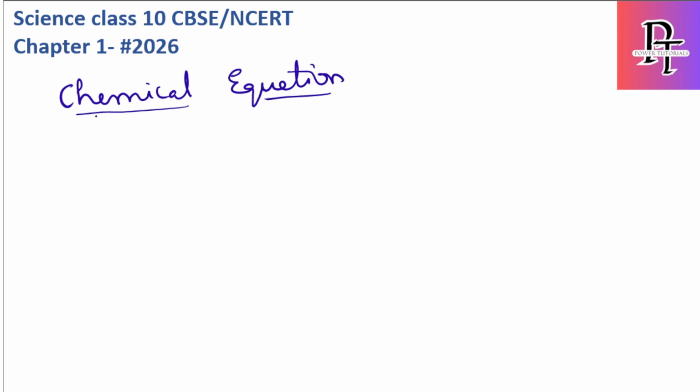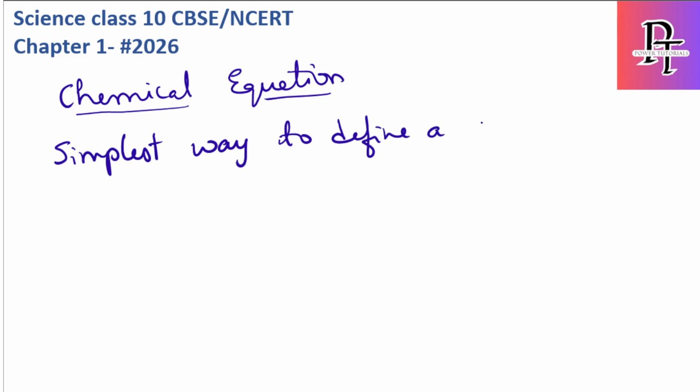Okay, so the reaction we just studied in theoretical form, that if magnesium ribbon is heated, what is getting formed. But to write it in a simple way, the simplest way to define a chemical reaction is nothing but a chemical equation.